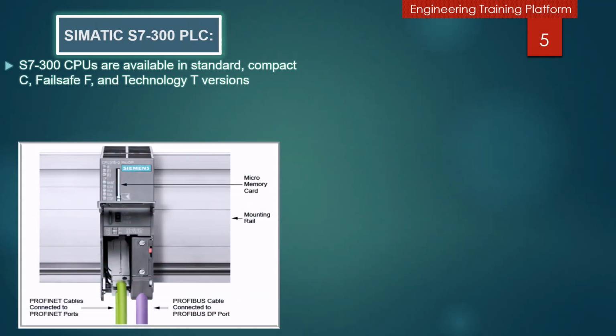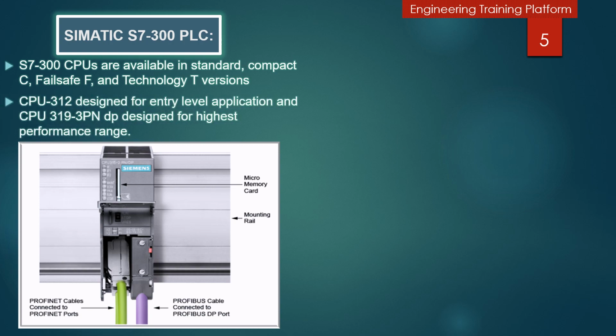Now I will share information about the Simatic S7-300 PLC. The Simatic S7-300 PLC has a space-saving modular design. S7-300 CPUs are available in standard, compact C, fail-safe F and technology T versions. Standard S7 CPUs range from CPU 312, designed for entry-level applications, to CPU 319-3 PN/DP, designed for the high performance range.